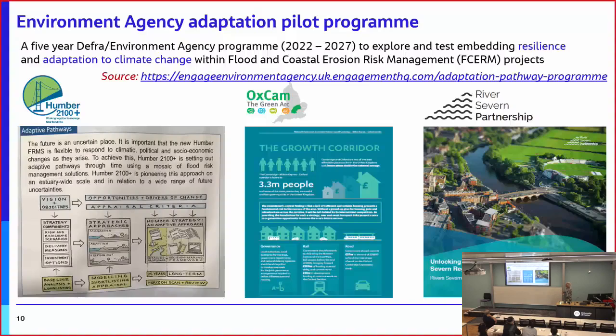So the Humber is the River Humber estuary up in the northeast of England, and the emphasis of the Humber pilot project is very much stakeholder engagement across multiple stakeholder groups, and what tools do you need to develop to help that? The OxCam was very much around optimizing the investment in flood defences, envisaging a new high-tech corridor of living and working between the cities of Oxford and Cambridge.